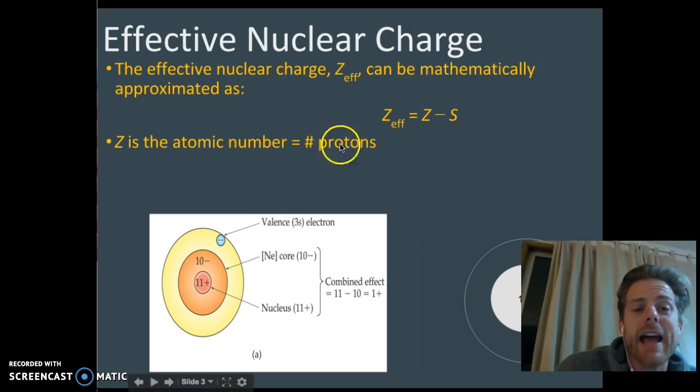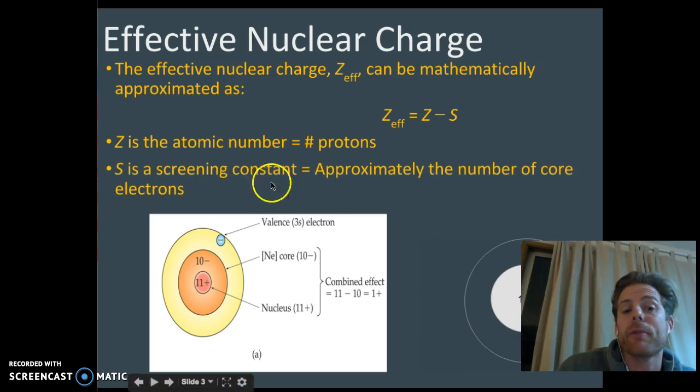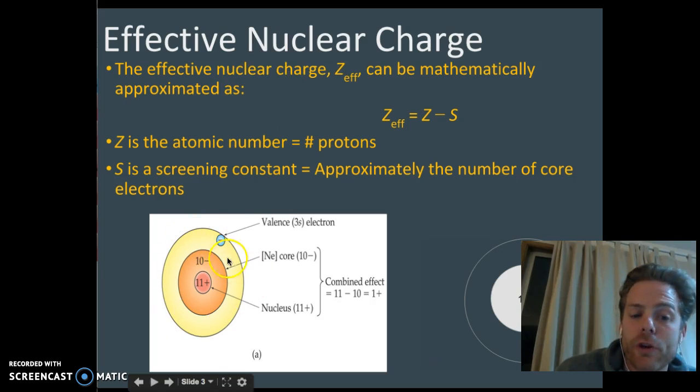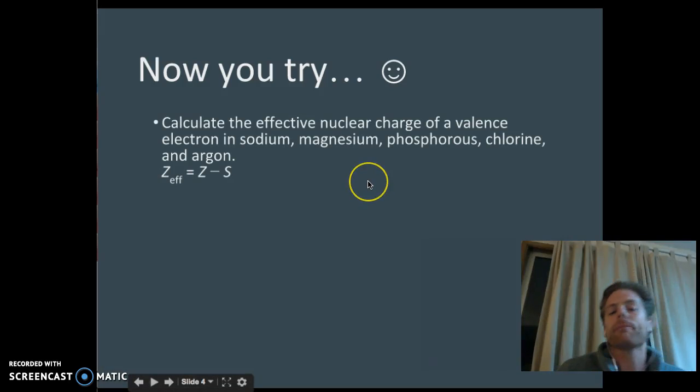So Z_eff is equal to the number of protons, bam, 11, minus S, the number of screening, or the number of core electrons. So 11 minus 10 is equal to positive 1. The effective nuclear charge for sodium, which is represented right here, would be positive 1. Okay, cool. Now it's your turn to try.